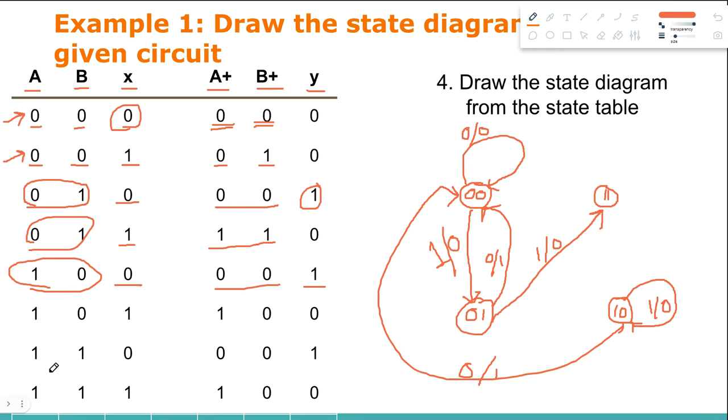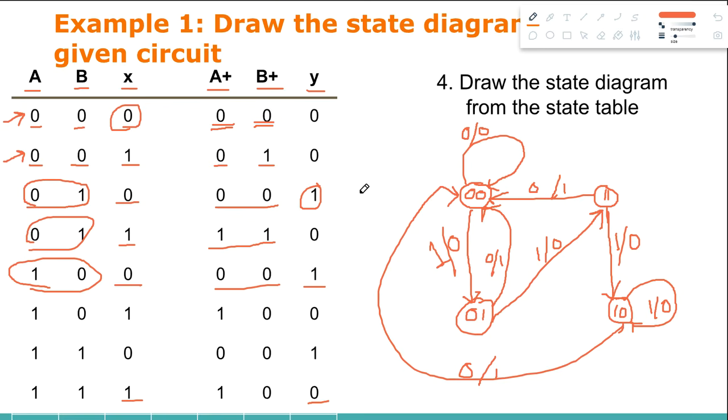And for 11, if the input is 0, then the next state is 00. So I go there if the input is 0, and the output is 1. And for 11, if the input is 1, then I go to 10, and the output is 0. So this is the final state diagram for this question.